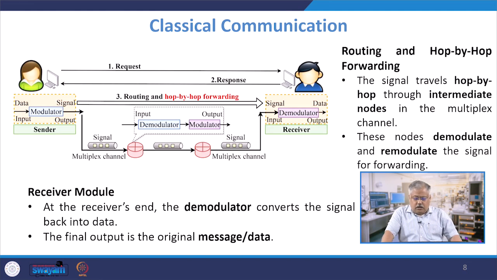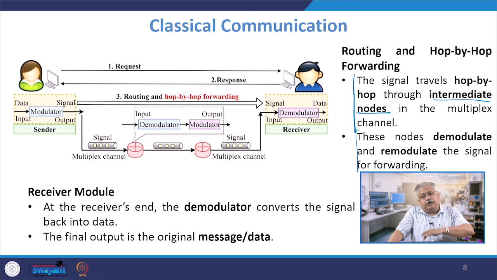Now, again there is something known as routing and hop-by-hop forwarding. The signal travels hop by hop through intermediate nodes in a multiplex channel. So, if there are multiplex channels, it flows from one node to another. For example, in optical communication, let us suppose it flows from one repeater to another, where the signal gets amplified because there will be heavy attenuation, right. So, these nodes demodulate and remodulate the signal for forwarding. These individual nodes which you see here will be demodulating and modulating at every point of time, and the signal moves forward from the sender to the receiver.